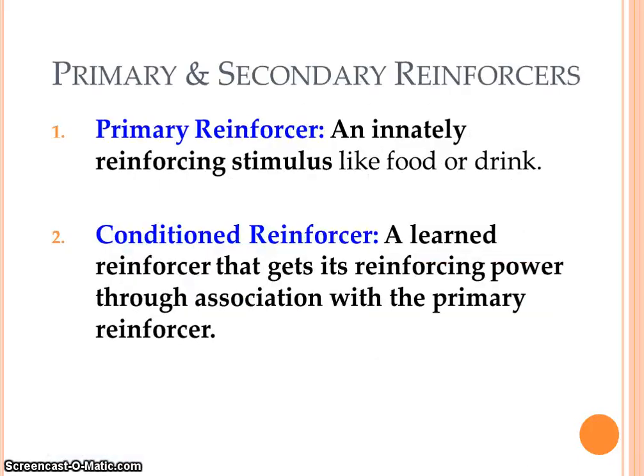Now with reinforcers, there are primary reinforcers and secondary or conditioned reinforcers. A primary reinforcer satisfies a biological need, like food or a drink. So in Skinner's study, the food that was being given is the primary reinforcer. Whereas a conditioned reinforcer is a learned reinforcer. Let's say that you have a study where a light is signaling that food is on its way. The light itself would be the conditioned reinforcer, where the food would be the primary reinforcer.